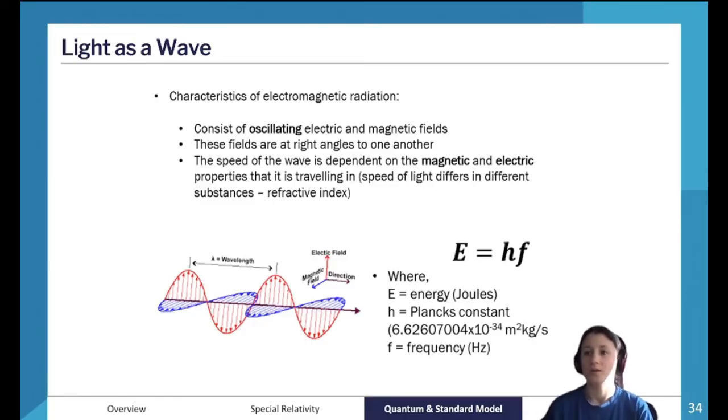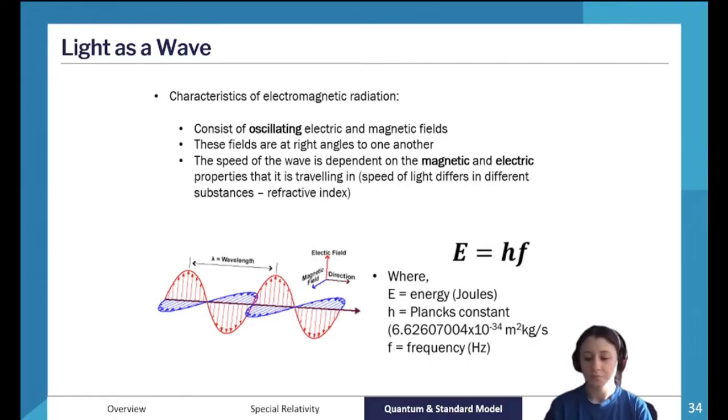So the oscillating electric and magnetic fields are at right angles to each other and right angles to the direction of propagation. So the speed of the wave is dependent on the magnetic and electric properties that it is traveling in. Alright? So an example of this is that the speed of light differs in different substances, the refractive index.